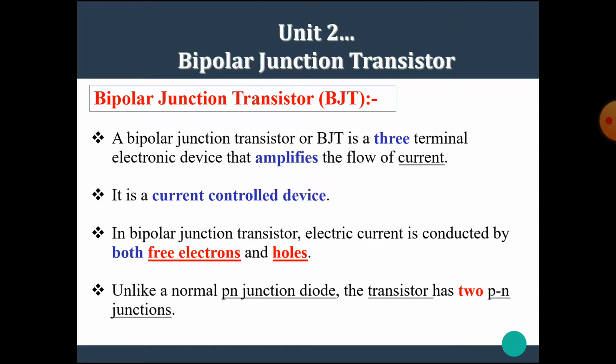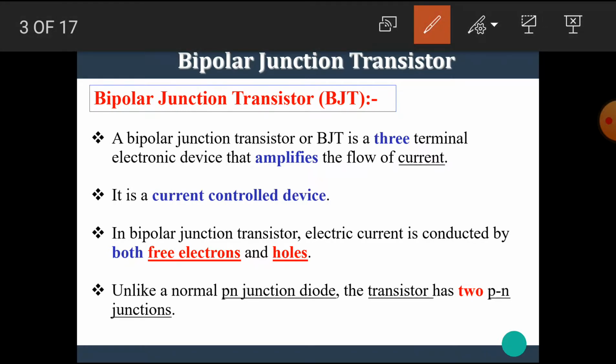Now, in this video, we are going to start the second unit of the subject named bipolar junction transistor. A bipolar junction transistor or a BJT is a three terminal electronic device that amplifies the flow of current. It is a current control device.